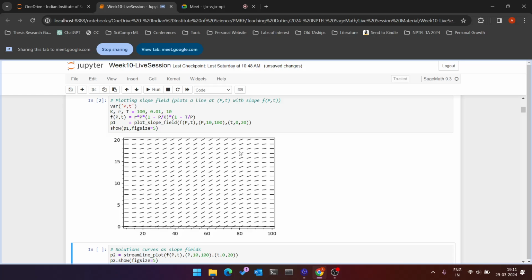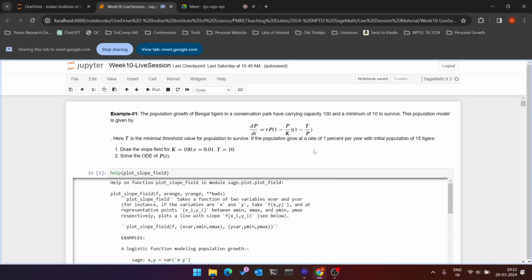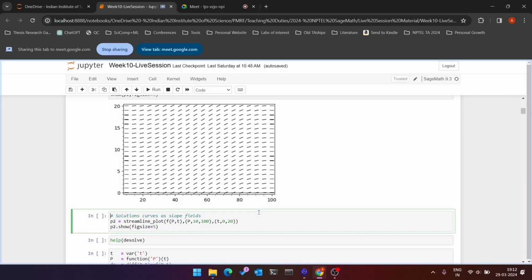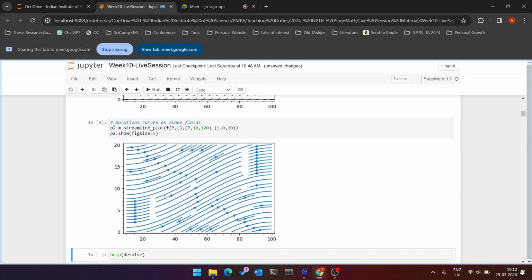Running this function, I see the slope field like this. Here there is a uniform larger slope, and then at the edges, at 10 and 100 population, the slope is almost zero, which is also what we expect from the 1 minus p by k and 1 minus t by p terms. To help visualize the slopes better, we'll be plotting streamlines. Same thing, but now we'll be plotting an entire streamline. So the streamline, as you can see, goes through like this. Each of these streamlines represents a possible solution for dp by dt.